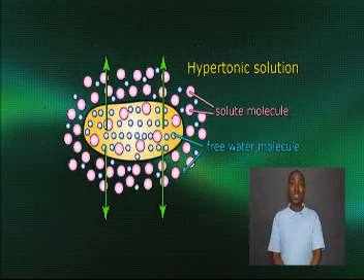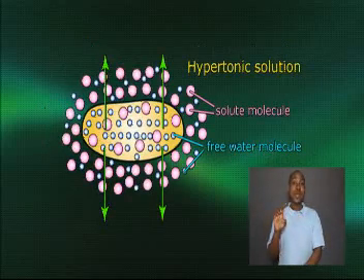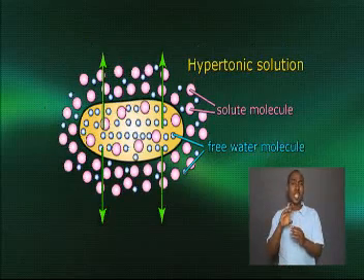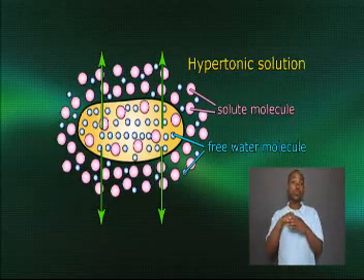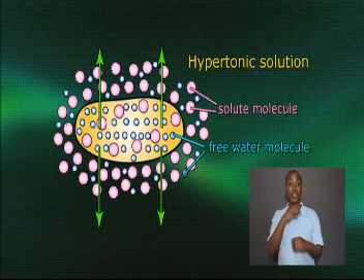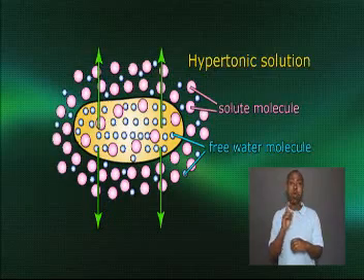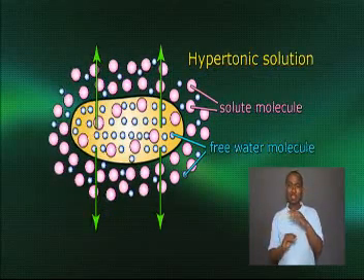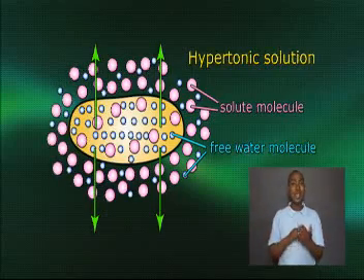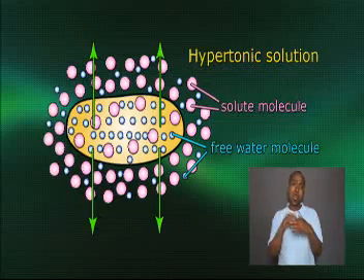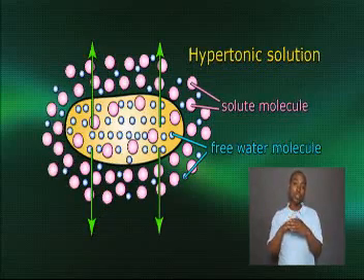In hypertonic solutions, there is a greater concentration of solute outside the cell rather than inside. The water potential is higher and the osmotic potential is lower inside the cell. There is overall movement of water from the cell to the solution across the semi-permeable membrane.